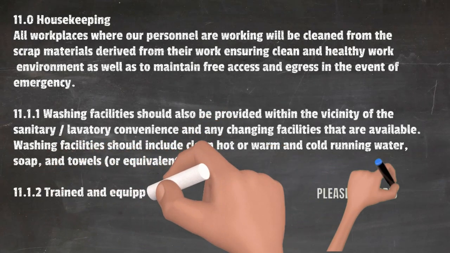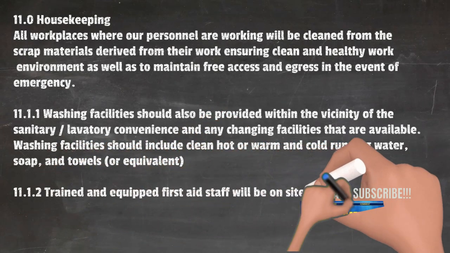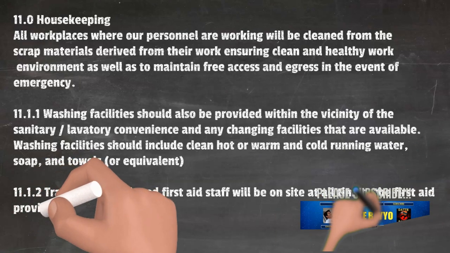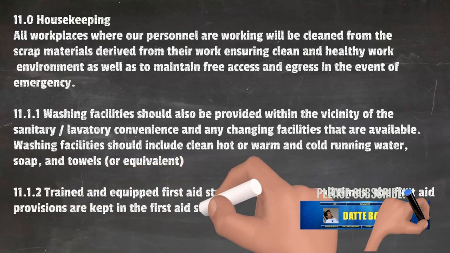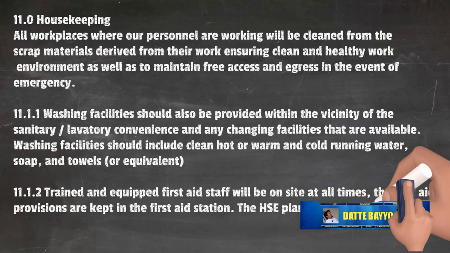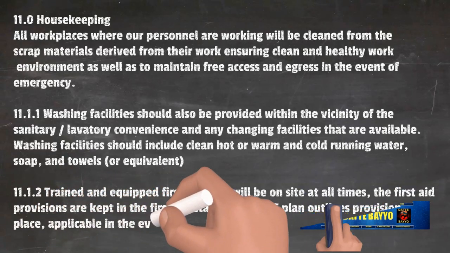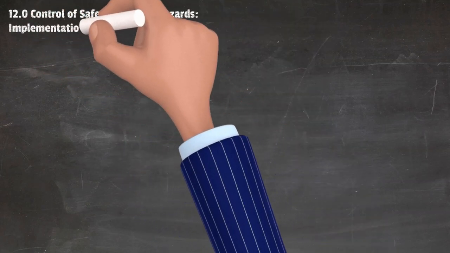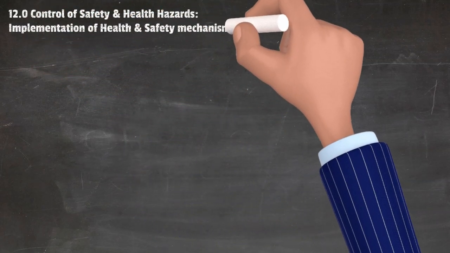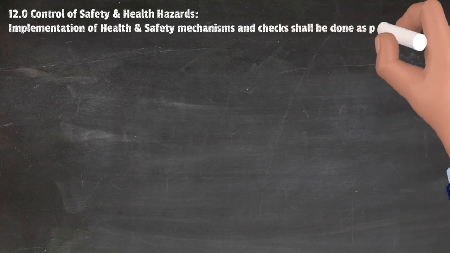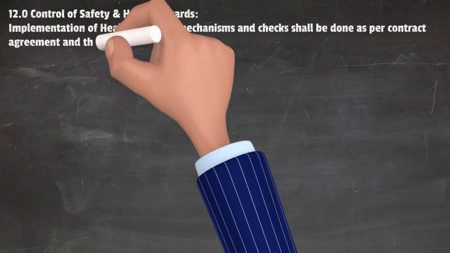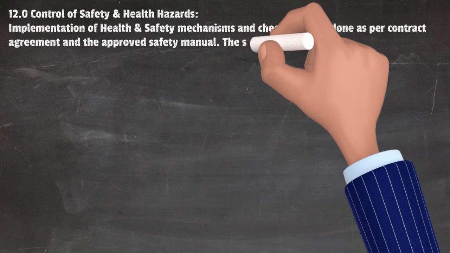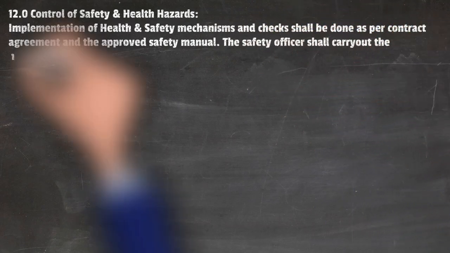Trained and equipped first aid staff will be always on site. The first aid provisions are kept in the first aid station. The house plan outlines provision in place, applicable in the event of an emergency. Control of safety and health hazards. Implementation of health and safety mechanisms and checks shall be done as per contract agreement and the approved safety manual. The safety officer shall carry out the necessary routine inspections.